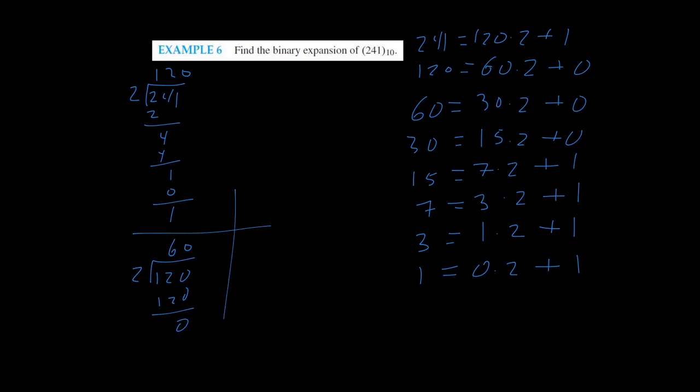So the final answer would be 241 base 10 is equal to, reading the remainders from the bottom up, 1, 1, 1, 1, 0, 0, 0, 1 base 2. And that's all there is to it. When you are converting from octal, binary, hexadecimal into decimal, you just expand it out with powers. If you are converting from decimal to one of the others, then you do the long division thing.